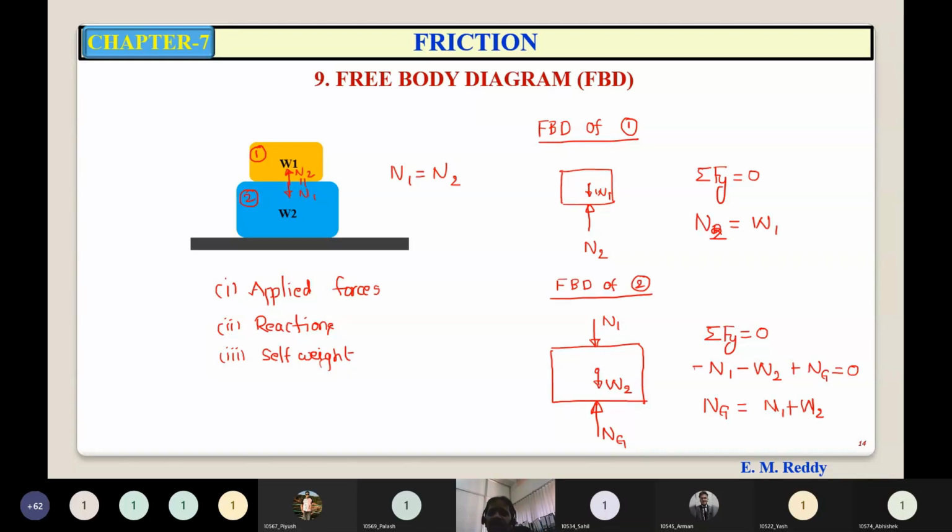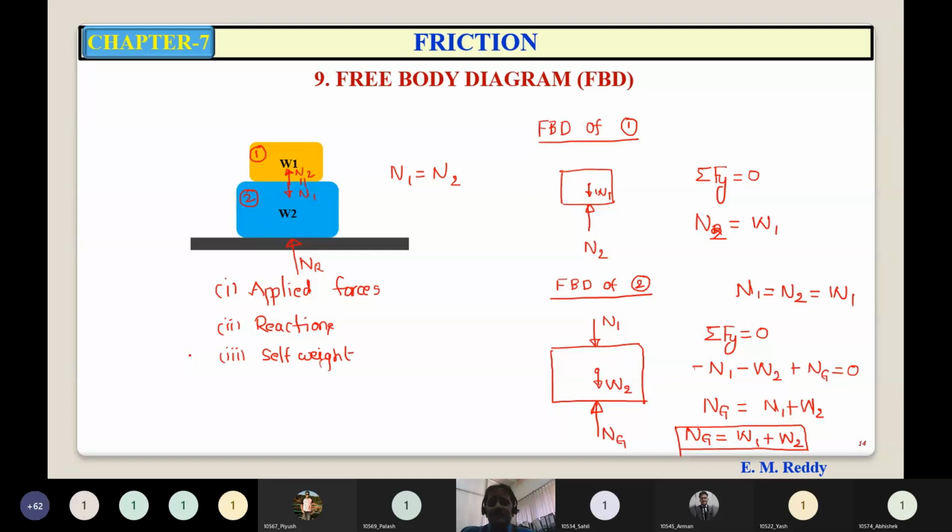So as the system is in equilibrium here, N1 is equal to N2, but N2 is equal to W1. Therefore, Ng is equal to N1, that is W1 plus W2. The sum of the weights of both the bodies is nothing but the total normal reaction offered by this surface on the system. Then only the system is in equilibrium.